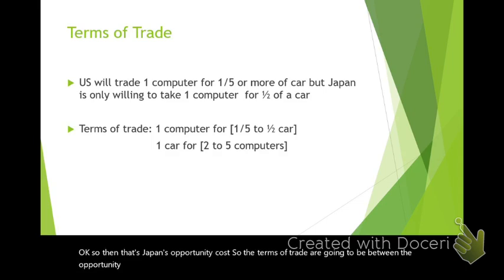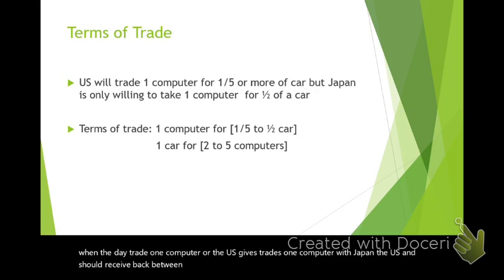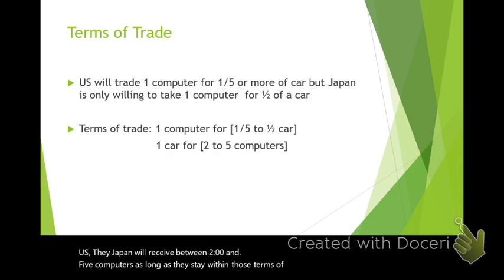These two countries will both benefit from trade if, when the U.S. trades one computer with Japan, the U.S. should receive back between 1/5 and 1/2 of a car. When Japan trades a car to the U.S., Japan will receive between 2 and 5 computers. As long as they stay within those terms of trade, both countries will benefit from the trade.